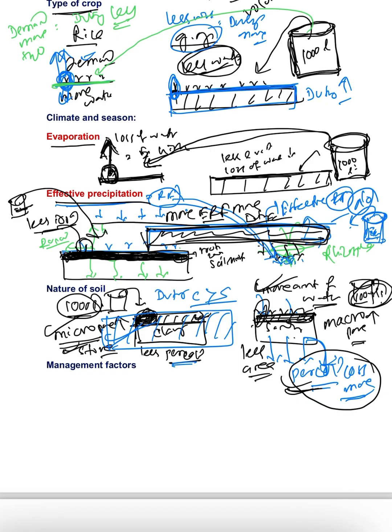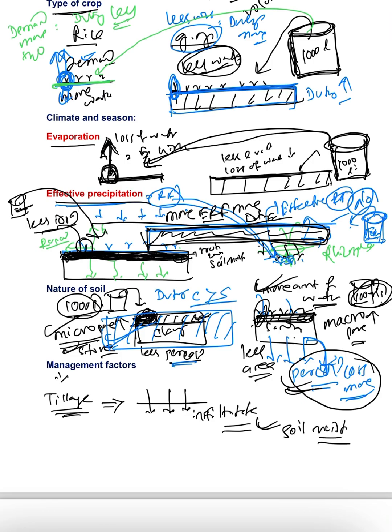Then next, coming to management factors. Suppose I am going for tillage operation. If we go for tillage, you are allowing the water to infiltrate into the soil, so it will affect the soil moisture. Tillage practices decrease the percolation loss and the evaporation loss. So in this case, the duty will be more.